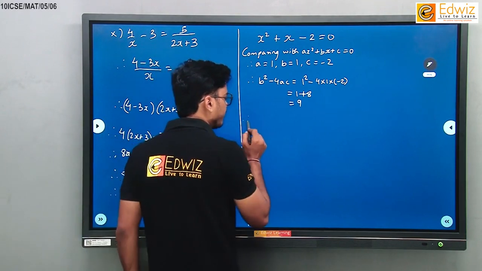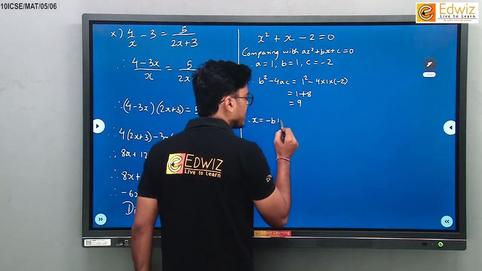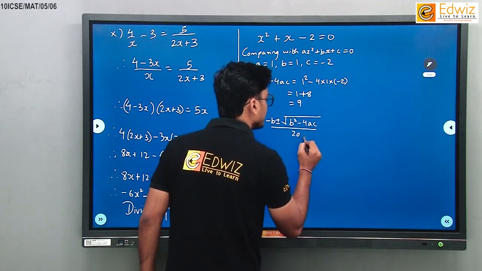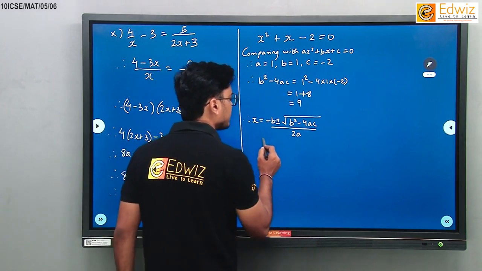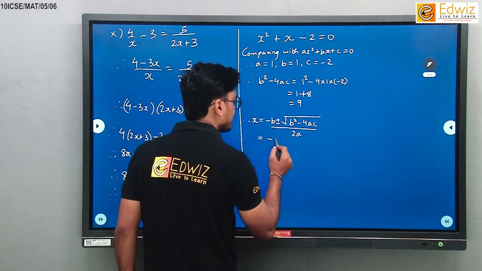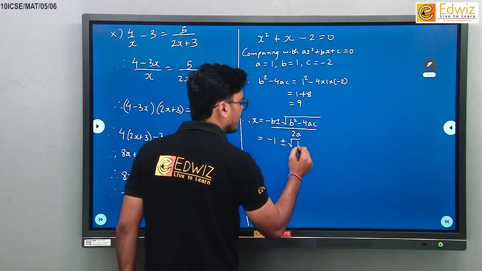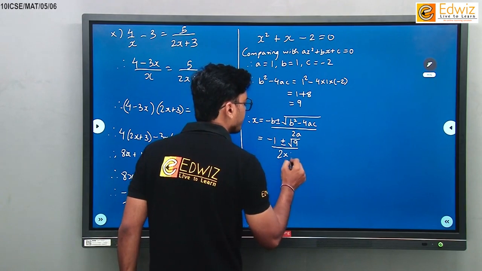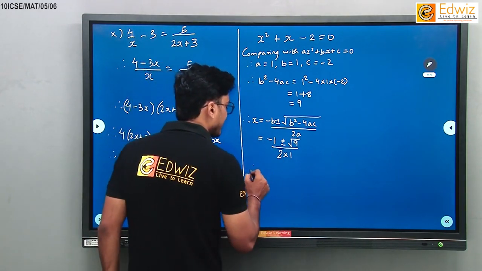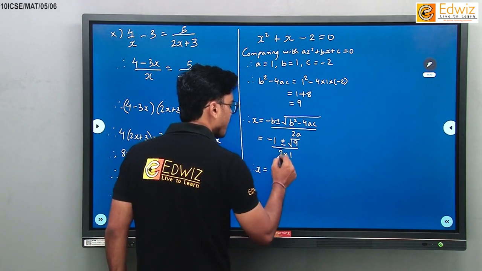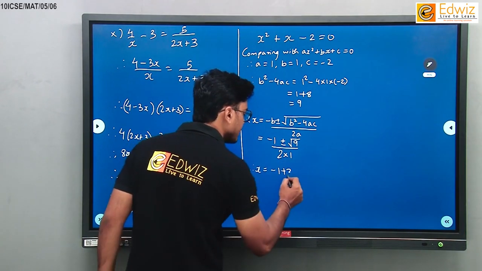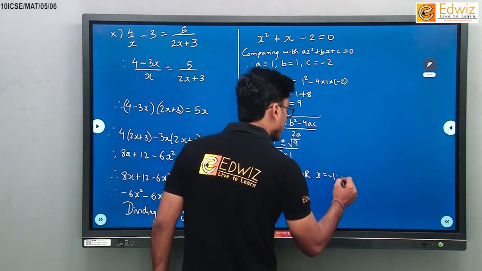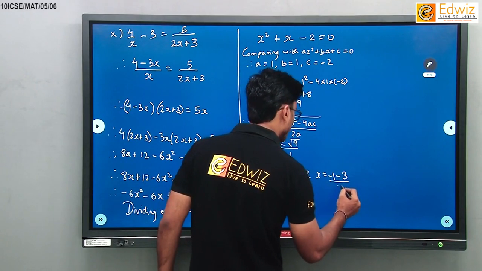Okay. So the solution for x using the formula minus b plus or minus square root of b square minus 4ac divided by 2a. Substitute the values of a, b and c. Minus b will be minus 1 plus or minus square root of 9 divided by 2 times a. So 2 times 1. Okay. So you will get value of x as minus 1 plus root 9 is 3 divided by 2, or x will be minus 1 minus root 9 again, that is 3 divided by 2.